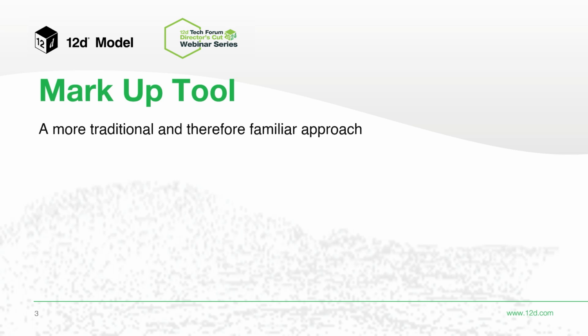So there are three parts to the markup and review tools. There's the markup tool, a 2.5D review tool, and also a true 3D review tool. So first up, the markup tool. This is a more traditional and perhaps familiar approach to doing your markup and your quality control of, let's say, drawings. The end goal of a markup is a tracked revision on a plot.